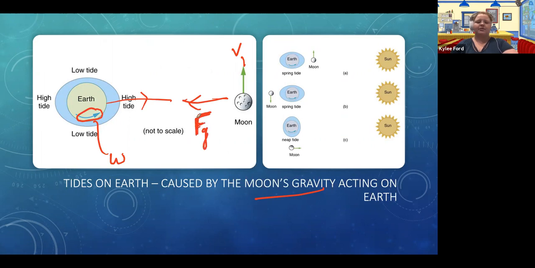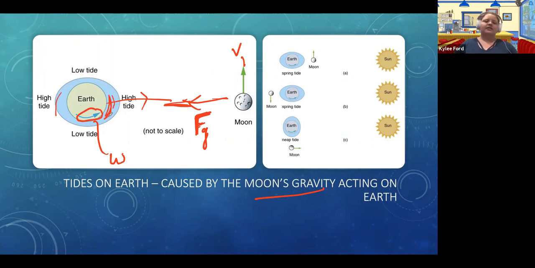I know my brain is slowing down. So my gravitational force here, okay? And because of this attraction, the moon is pulling at the waters, or our tides, and then creating high tides and low tides.